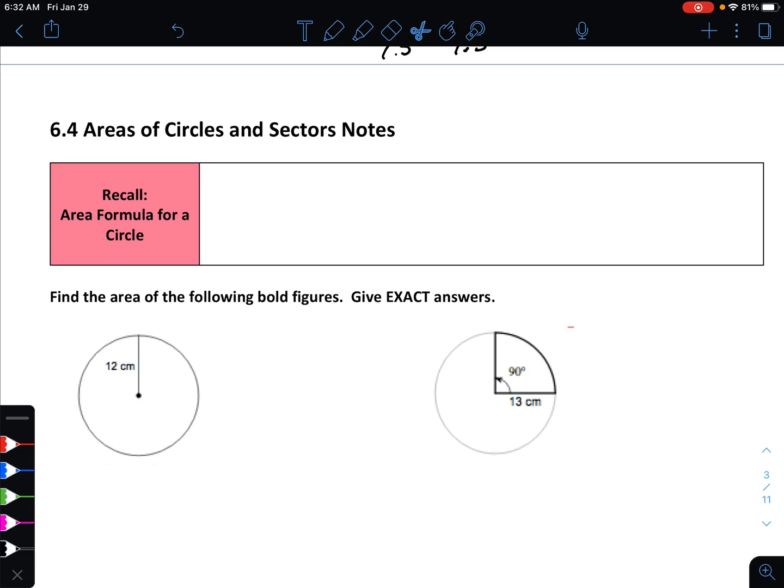So we're going to look at what are called the areas and sectors of circles, and kind of figure out how to find the area when you don't want necessarily the entire circle, but maybe just a piece of it. So just as a reminder, the formula for the area of a circle is the area is equal to pi r squared, where r represents your radius.